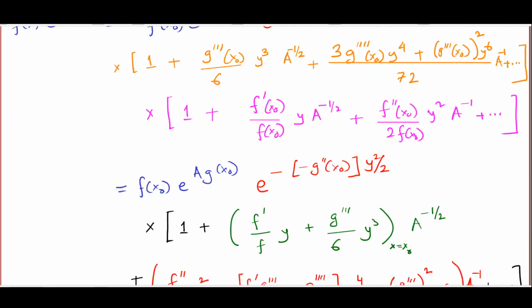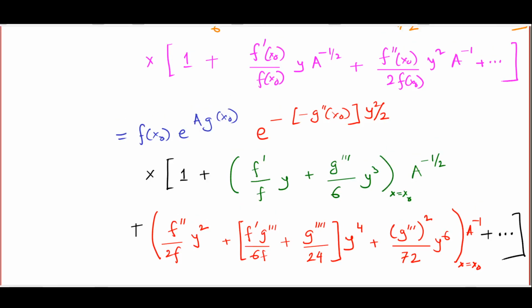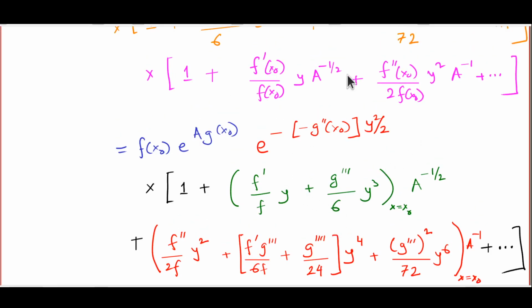Now you can collect all of these together and essentially write this integrand as f of x0 e to the a g x0, once again the term which is independent of the variable y, plus a term independent of a, which is going to dominate the integral. And then what we have are terms which are going to be very small for large A, but which we have retained here simply to show you how good or how bad this approximation is going to be.